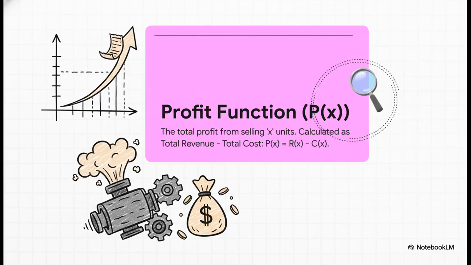And now we get to the part that really matters, profit. You know, there's an old saying in business, revenue is vanity, profit is sanity. Profit is what's left over after every single bill has been paid. It's the bottom line. And this is the number we want to make as big as humanly possible. Our entire job as managers is to find the absolute peak of this profit function.